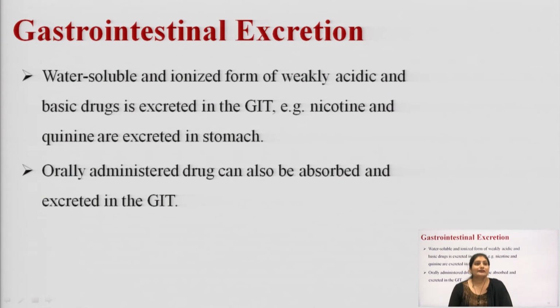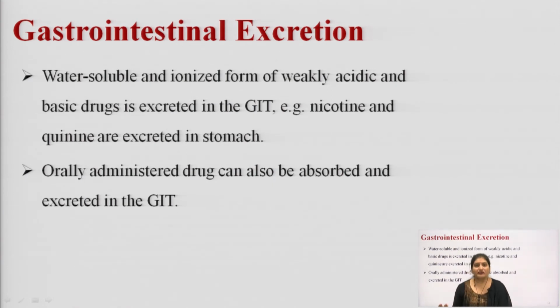In this, the water soluble and ionized form of weakly acidic as well as basic drugs are excreted out in the GIT. For example, nicotine and quinines are excreted in the stomach, or some orally administered drug can also be absorbed and excreted out in the GIT.